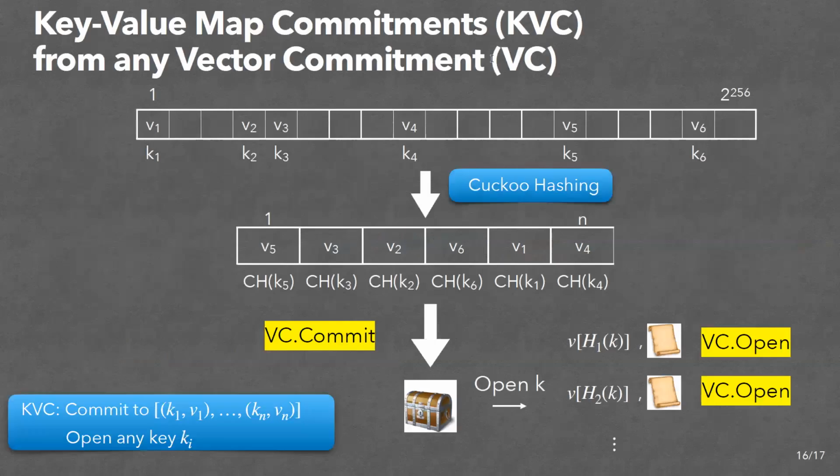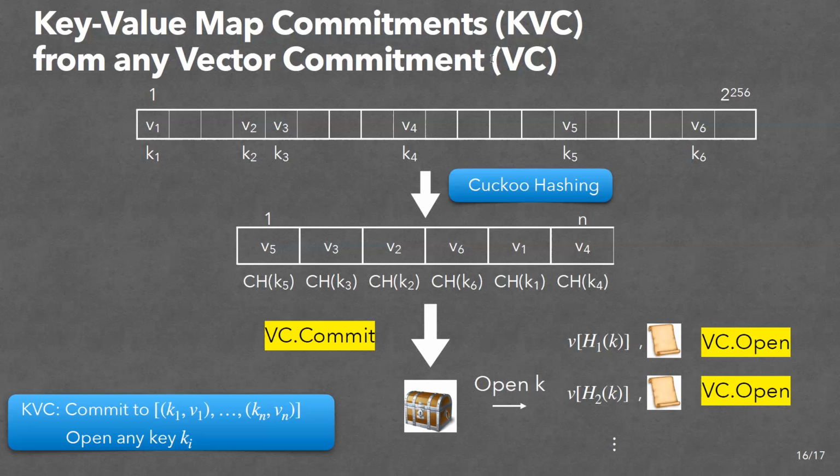Okay, so for the last part, the key value map commitments, I just want to mention the result and then refer to the paper because I'm probably out of time. The key value map commitment is a generalization of vector commitments, where we commit to a mapping between a key and a value, and then we want to ask later what is the value of a specific key. But these keys can be arbitrary.